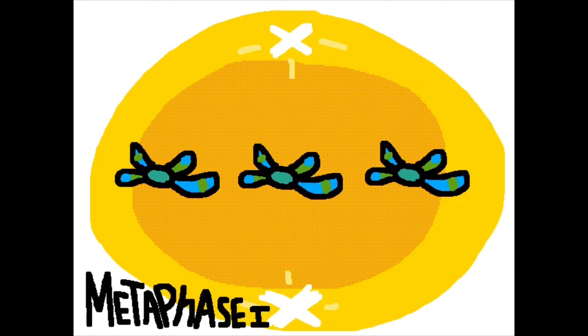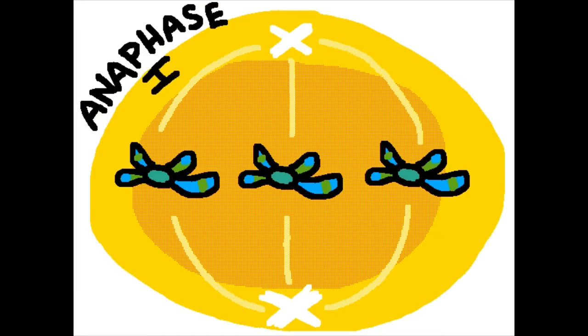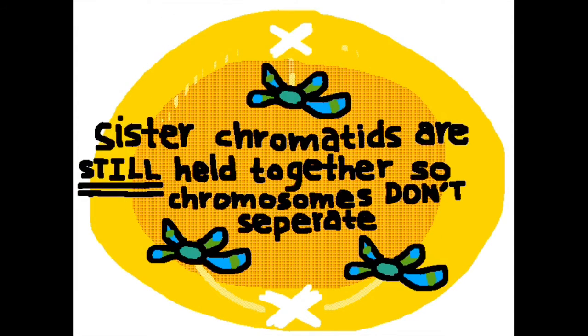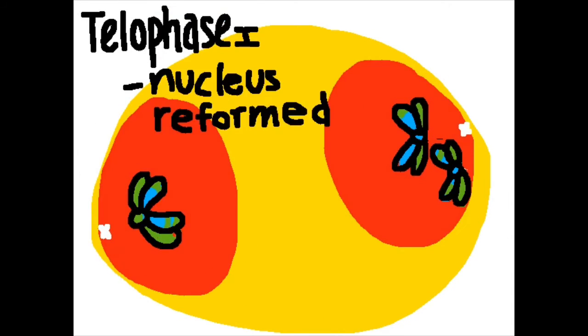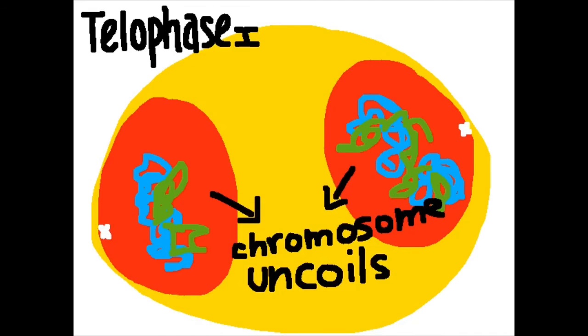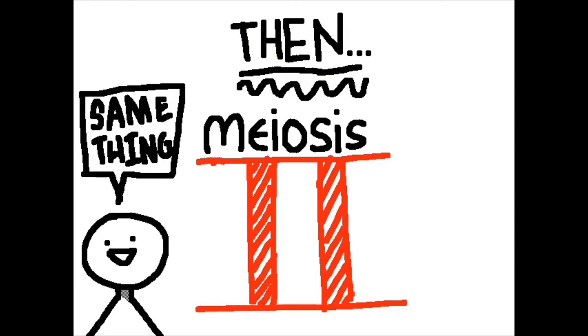exchanged. And it is followed by metaphase, where the chromosomes line up at the equator of the cell and spindle fibers attach to centromeres. Then chromosomes are pulled to opposite poles of the cell. However, sister chromatids are still held together throughout this process. Afterwards, the spindle fibers disappear, the nucleus reforms, and the chromosomes uncoil. Cytokinesis occurs, and then we're on to meiosis 2, which is really the same thing as meiosis 1.